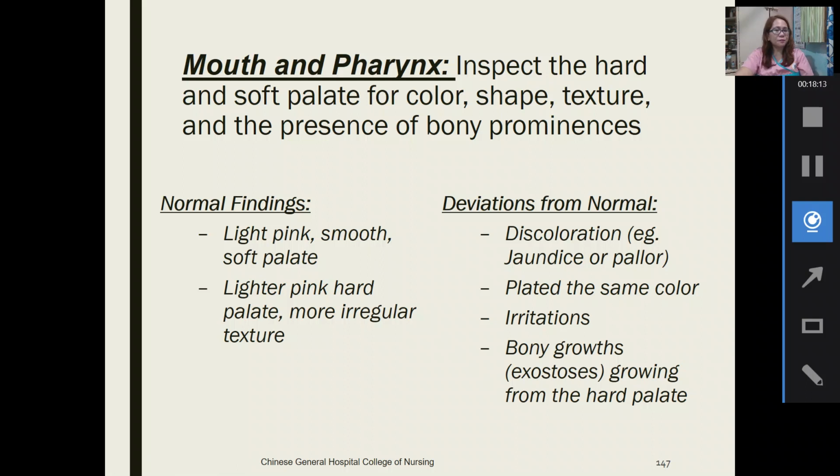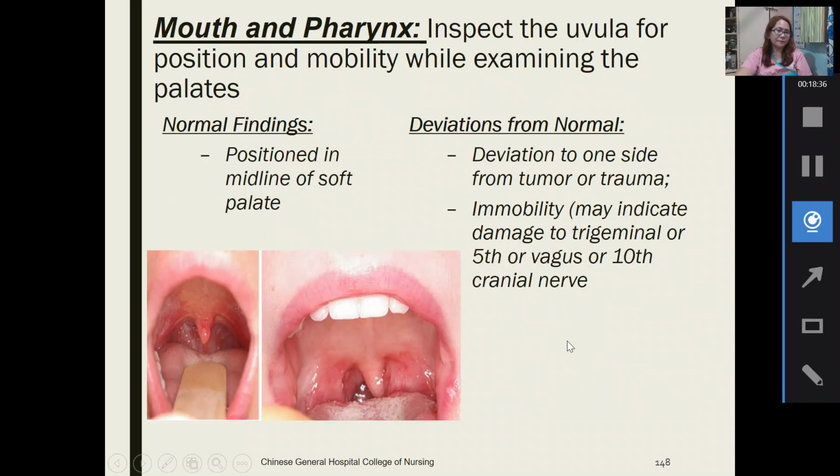Smooth soft palate. Lighter pink yung hard palate, and it is more irregular in texture. So, deviations: there is discoloration, for example jaundice or pallor. Irritations, meron, may bony growths or exostosis. There is a growth from the hard palate. Inspect the uvula for position and mobility while examining the palates. Diba kanina? Tinitingnan mo na yung mga palates.